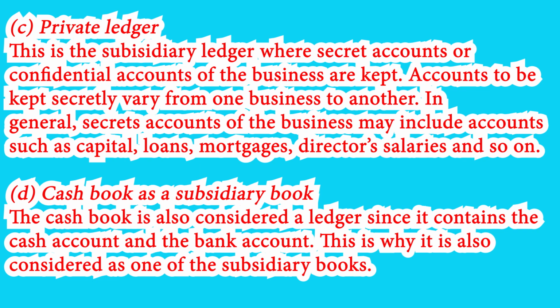This is a subsidiary ledger where secret accounts or confidential accounts of the business are kept. Accounts to be kept secretly vary from one business to another. In general, secret accounts of the business may include accounts such as capital, loans, mortgage, director salaries, and so on. Let us now look at the cash book as a subsidiary book. The cash book is also considered a ledger since it contains the cash account and the bank account. This is why it is also considered as one of the subsidiary books.